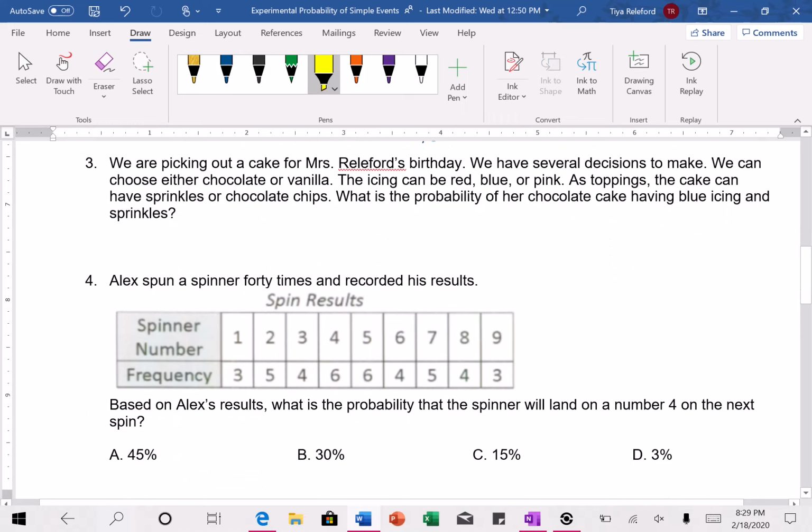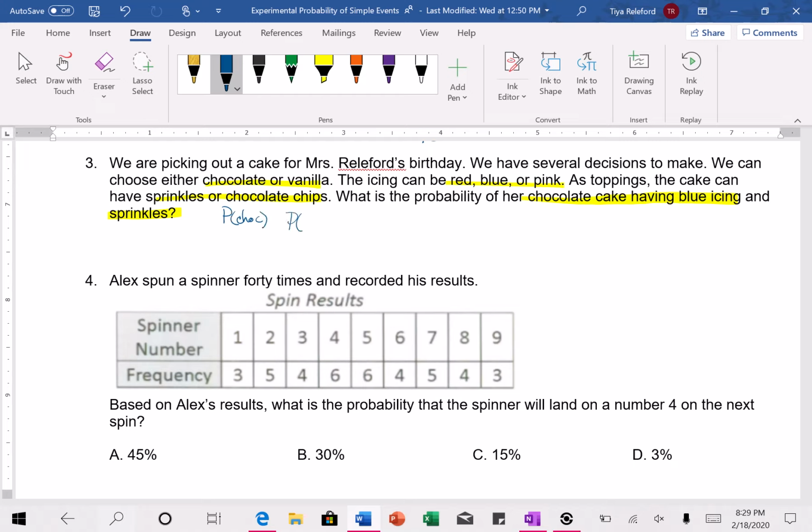We are picking out a cake for Mrs. Relaford's birthday. We have several decisions to make. We can choose either chocolate or vanilla. The icing can be red, blue, or pink. As toppings, the cake can have sprinkles or chocolate chip. What is the probability of her chocolate cake having blue icing and sprinkles? 3 things happening. You need probability of chocolate cake. Then you need probability of blue icing. Then you need probability of sprinkles.